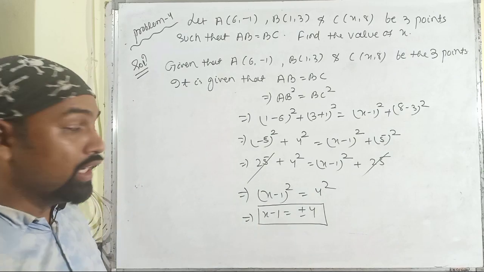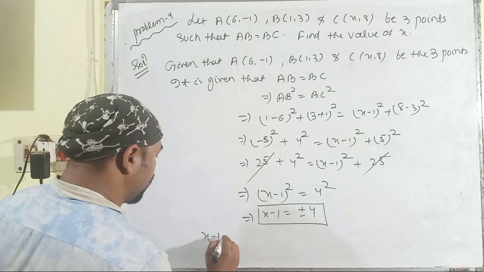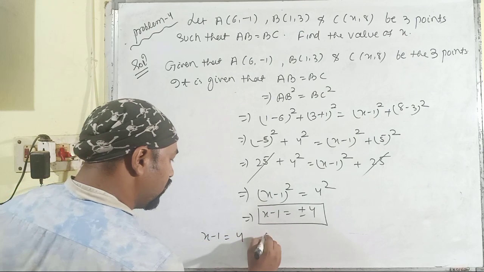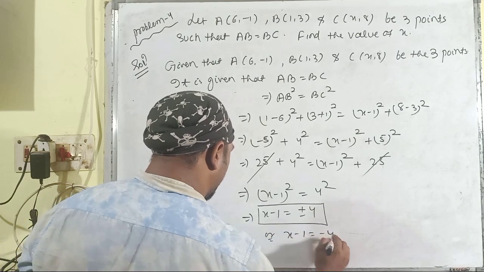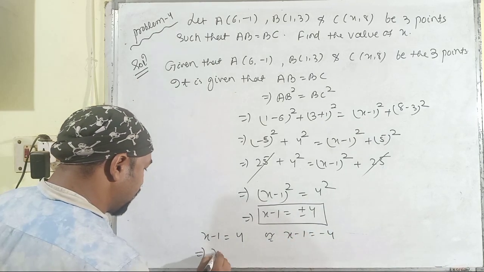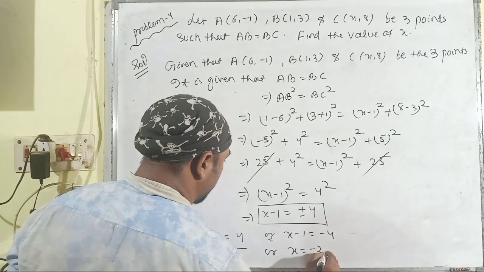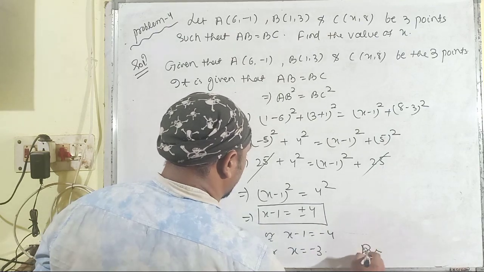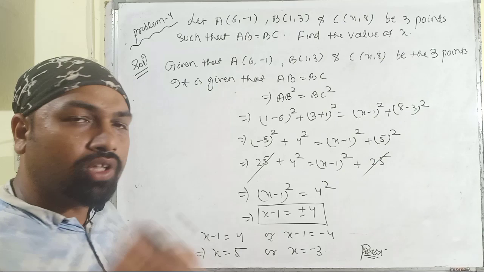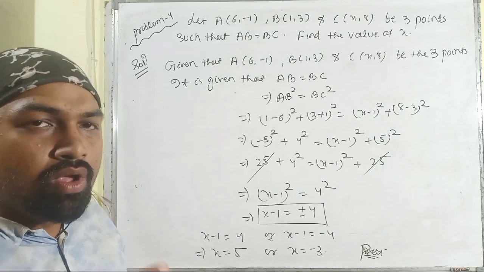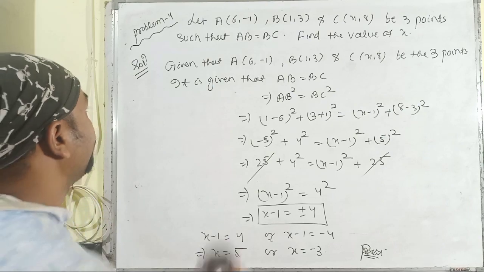That means it has 2 cases. The first one is x minus 1 is equal to plus 4, or x minus 1 is equal to minus 4. So here x is equal to 5 or x is equal to minus 3, and this is the solution for the problem number 4. Then let us move towards the last problem of this current video session, which is the problematic part of the distance formula.